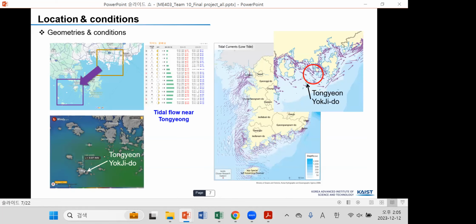And then we wanted to search about the geometries and the conditions there. By taking advantage of the tidal flow there, we wanted to remove the marine debris more effectively. So we chose the area inside the red circle because this is the area where the most tidal current flows.